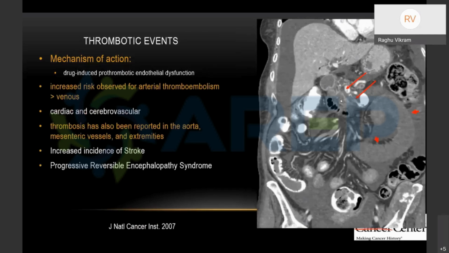Thrombotic events are also common. Sometimes you need to be very careful looking at thrombus within the superior mesenteric veins or stuff like that, which can create ischemic presentations. Not only in the bowel, but also that can be seen in cardiac or cerebrovascular as well. So anywhere in the body.